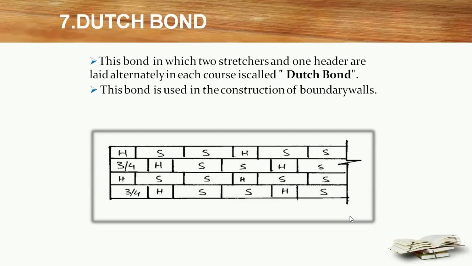So after that, next bond is the Dutch bond. Basically, the alternate courses in this type of bond are header and stretcher, as in the case of the English bond. The difference is in the use of a 3/4 bat in the stretcher course as a quoin. A header is placed next to the 3/4 bat in every alternate stretcher course, as you can see in the figure also.